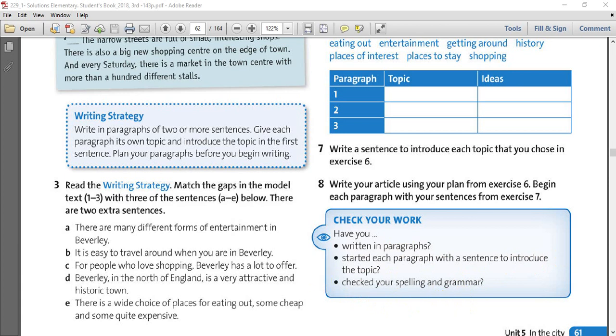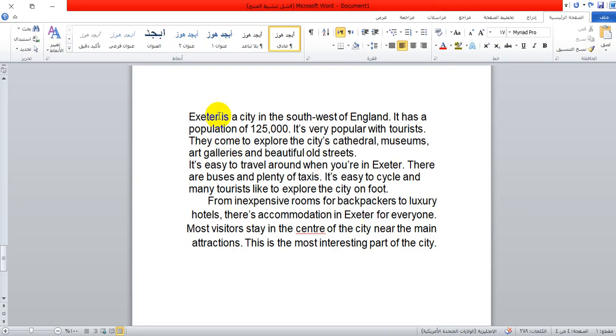We have a model answer here. Exeter is the name of a city. Maybe you can say Istanbul is a city in the southwest of England. It has a population of 125,000. It's very popular with tourists. They come to explore the city's cathedral, museums, art galleries, and beautiful old streets.